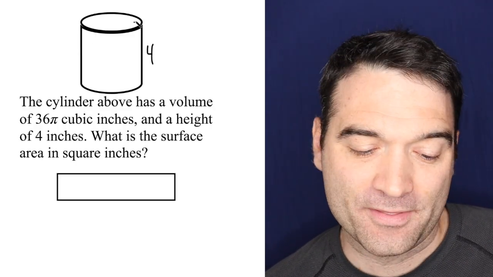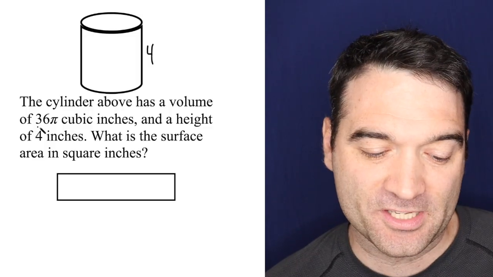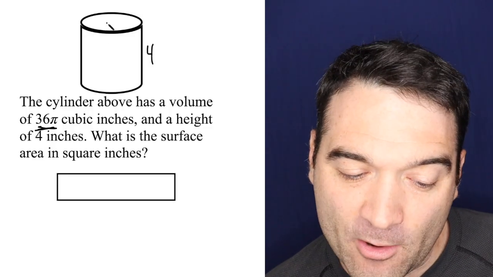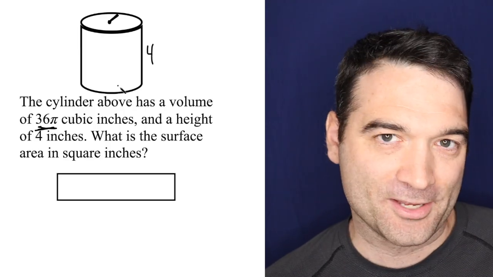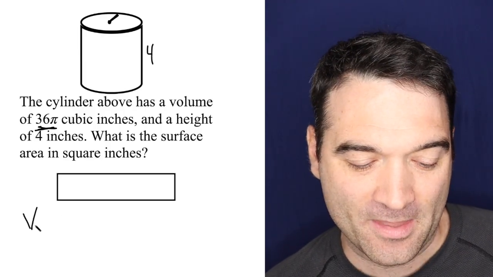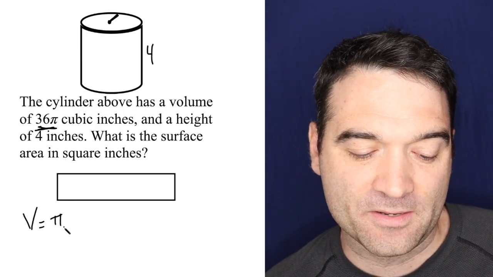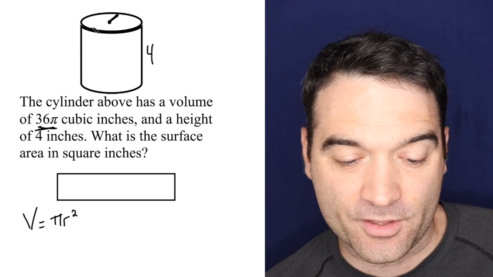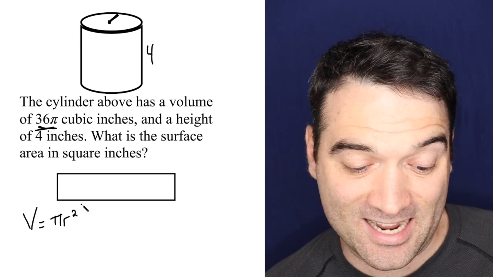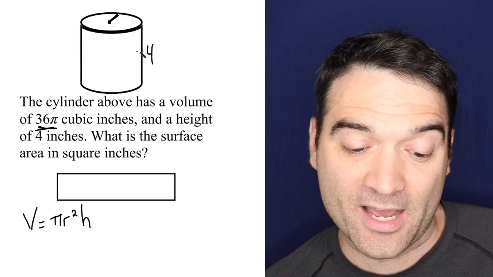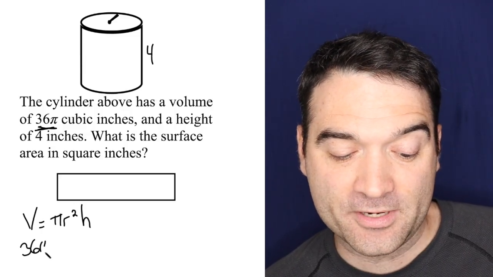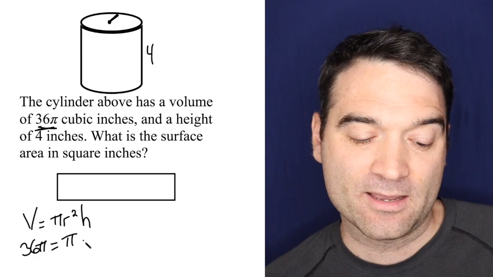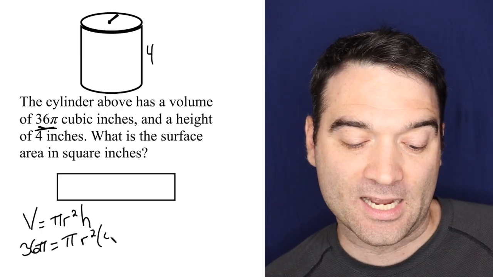If we know that the volume of this whole thing is 36 pi cubic inches, let's figure out what the radius is. Now, the volume of a cylinder, in case you've forgotten, I'll write the formula right here. The volume of the cylinder is going to be the area of the circle, pi r squared, times the height, right? So we know the height is 4. We know the volume is 36 pi. So we can write 36 pi equals pi r squared times 4.